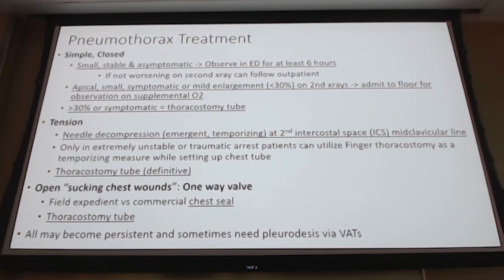Okay. If it's tension physiology, we needle decompress them emergently because it's only temporizing, and we do it at the second intercostal space, mid-clavicular line. Okay, so here. New guidelines are coming out that we can do it at the fifth intercostal space, mid-axillary line or anterior axillary line. Because on vests, right, that's where it's open. Okay, it may not be open here.